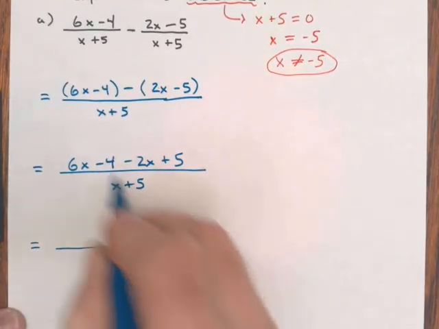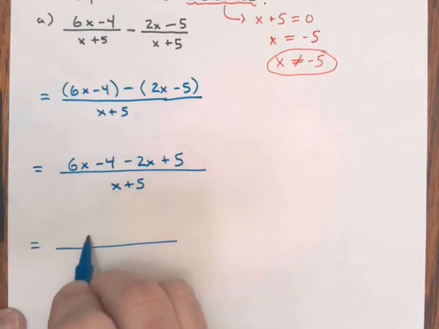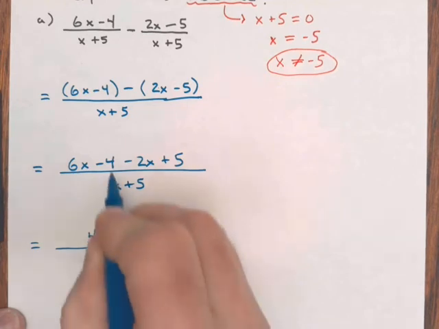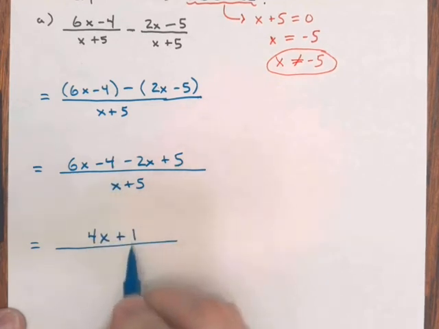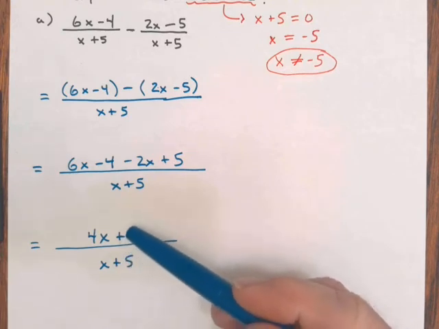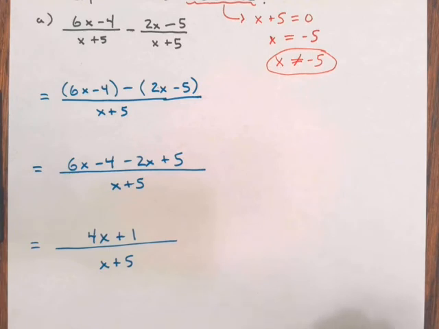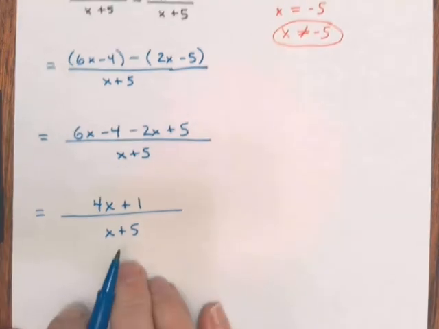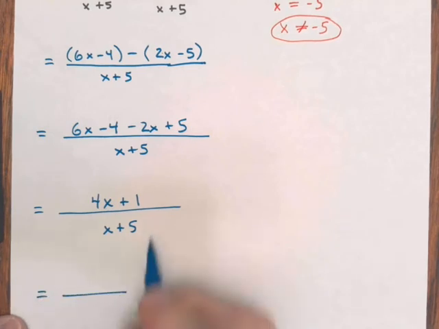In the top, we do have some like terms. 6x minus 2x is 4x. And -4 plus 5 is 1. This could be our final answer, but we do want to simplify that as much as we can. Because there's some addition in this, we do need to factor first. Anytime you have addition or subtraction in the top or the bottom of a fraction and you're trying to simplify that, you do need to factor before you go through and do your simplifying.